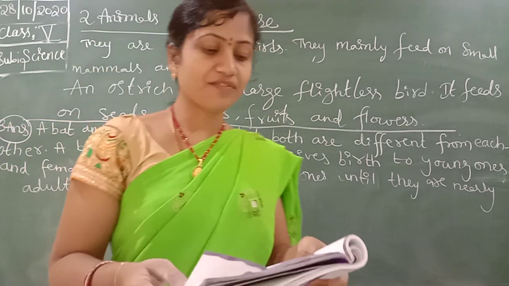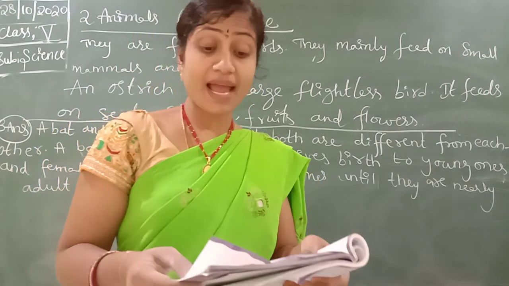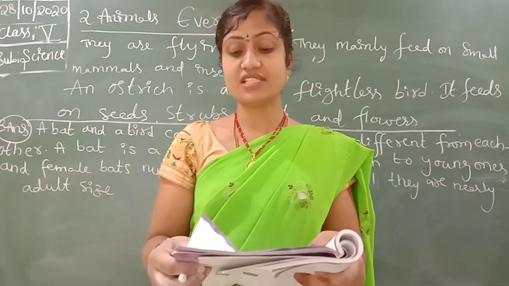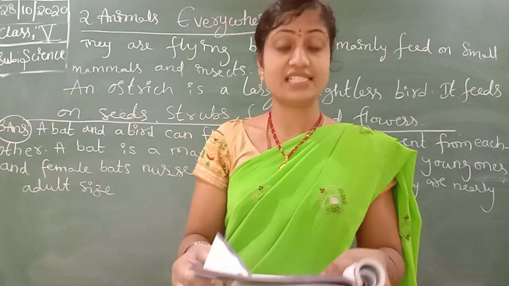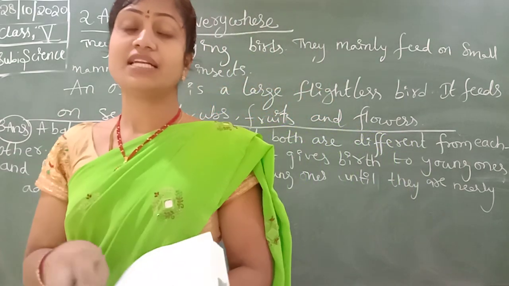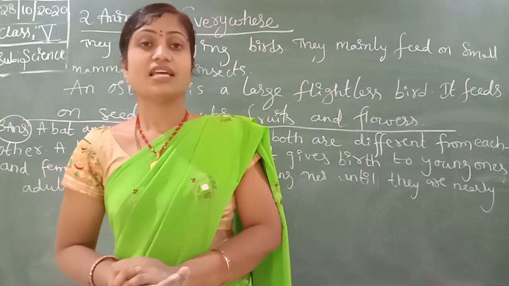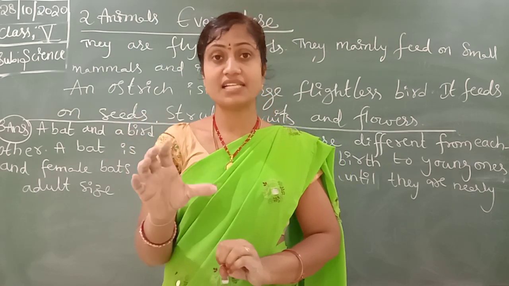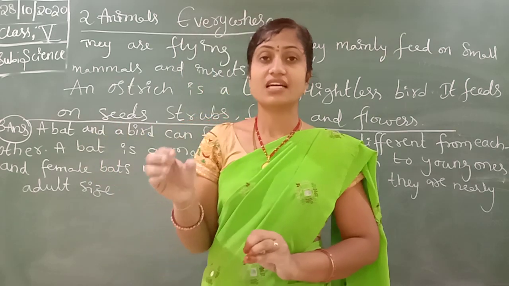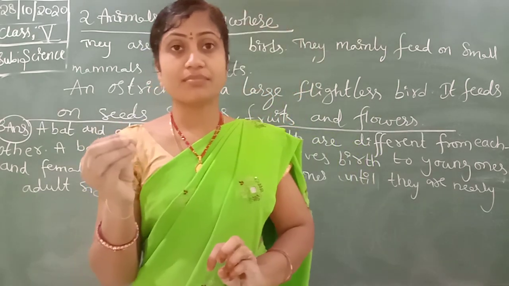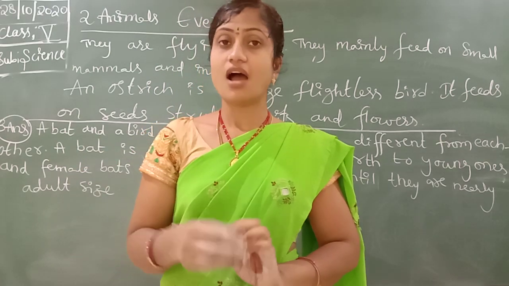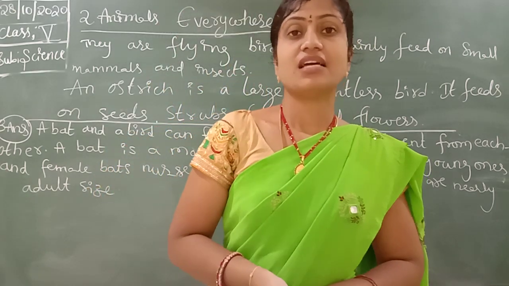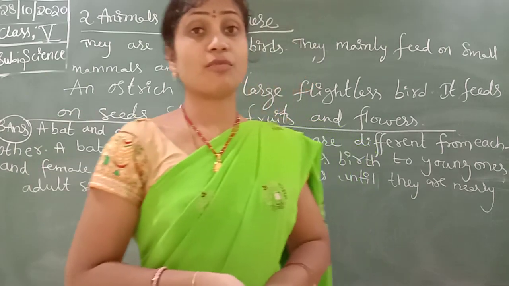A bat and a bird can fly, but both are different from each other. A bat is a mammal. It gives birth to young ones, and female bats nurse their young ones until they are nearly adult size. But birds lay eggs. The babies hatch and come out of these eggs, and after that they can live away. The parent does not take care of the babies, but mammals take care of their babies.